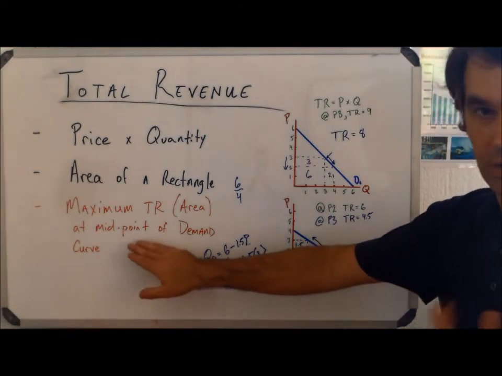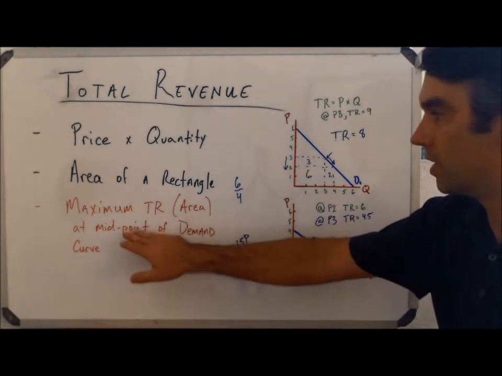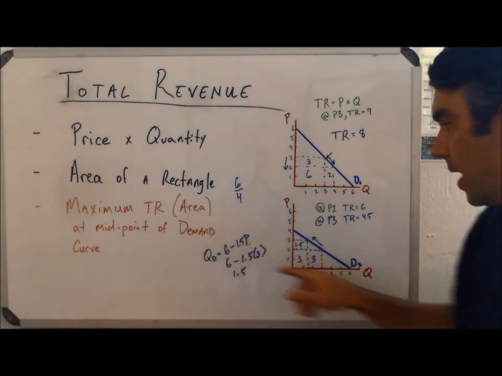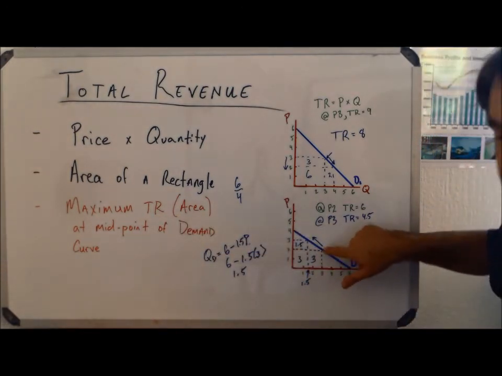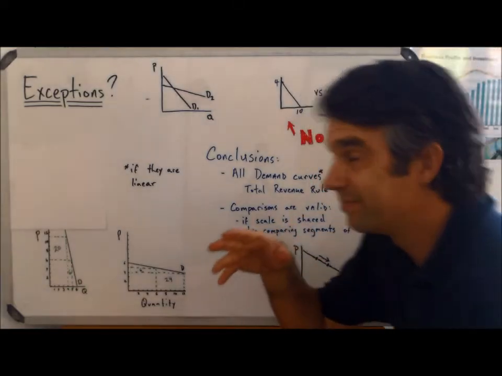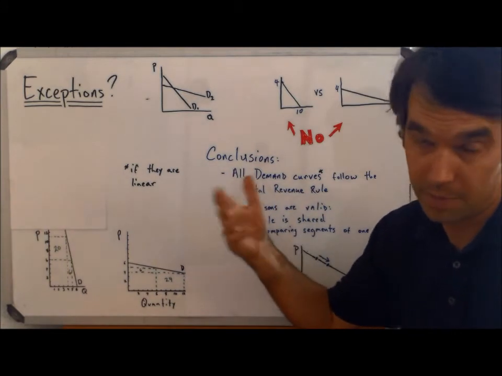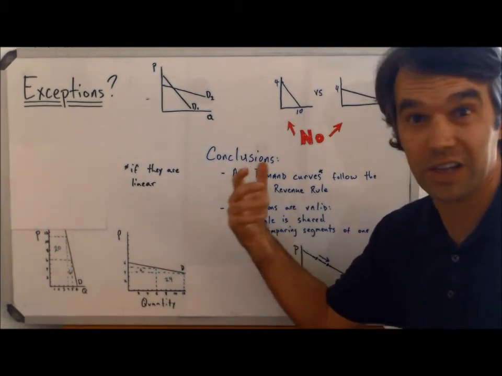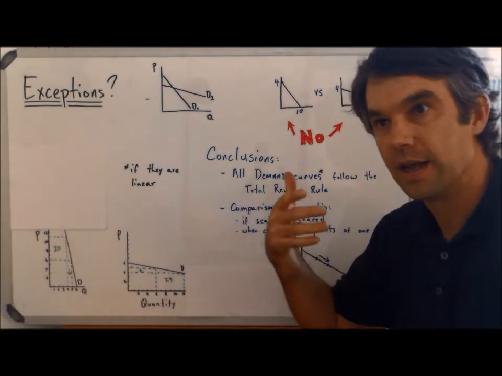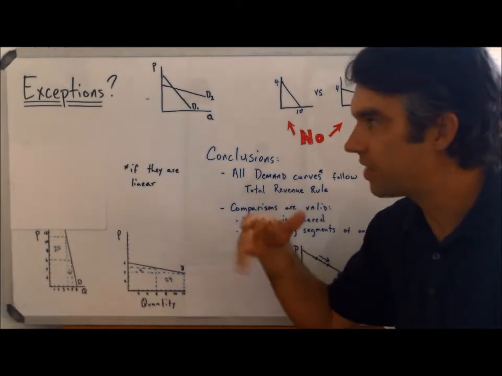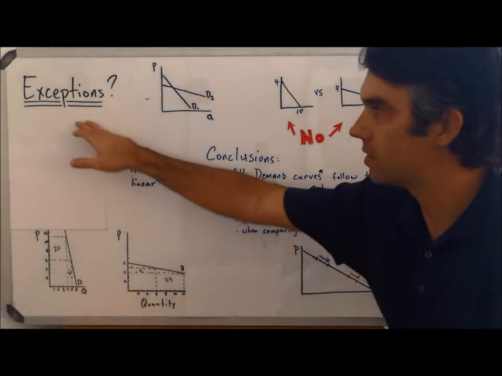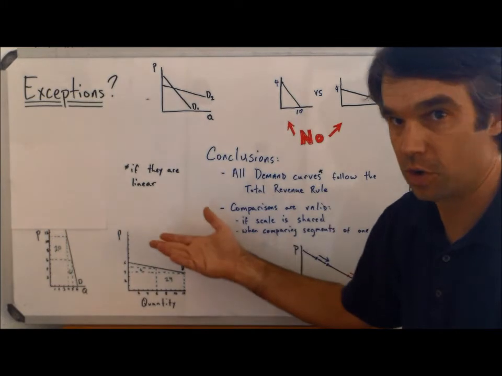So the rule here, the rule that we're trying to get to, is that for every demand curve, total revenue is maximized at the middle point of that demand curve, no matter what the demand curve looks like. However, if you look in your book, or maybe some books, if you look at other videos on the internet, other economics teachers, even myself, a lot of times we will make it seem like there's an exception to this rule. So let's investigate some of those exceptions real quickly.